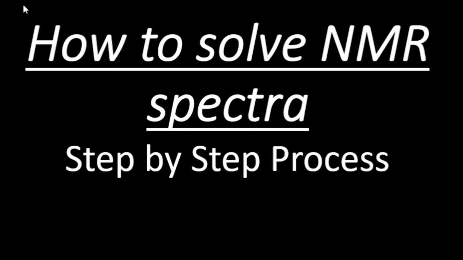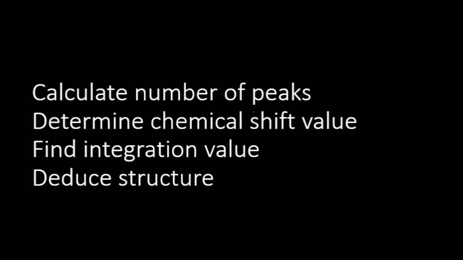Today we will learn how to solve the NMR spectrum. Here are some steps that are involved in solving the NMR spectrum. First of all, we will calculate the number of peaks, as each different signal or peak in the NMR spectrum tells us about a different kind of proton atom.